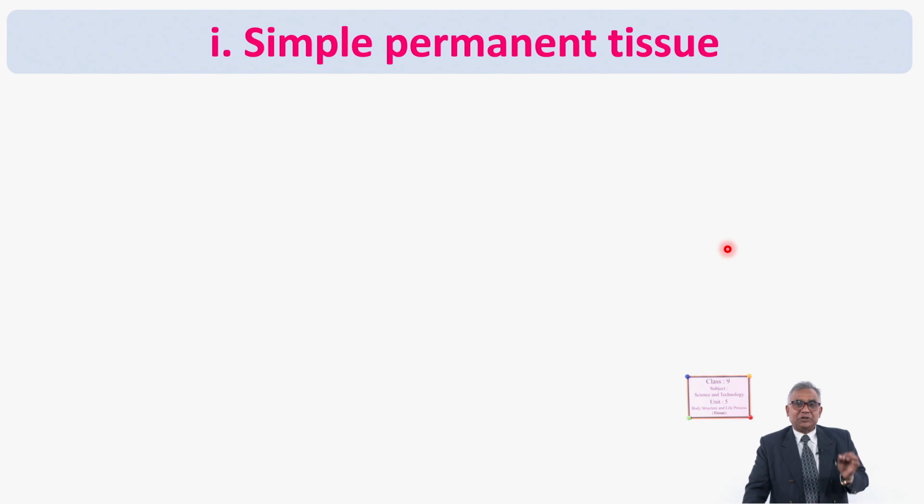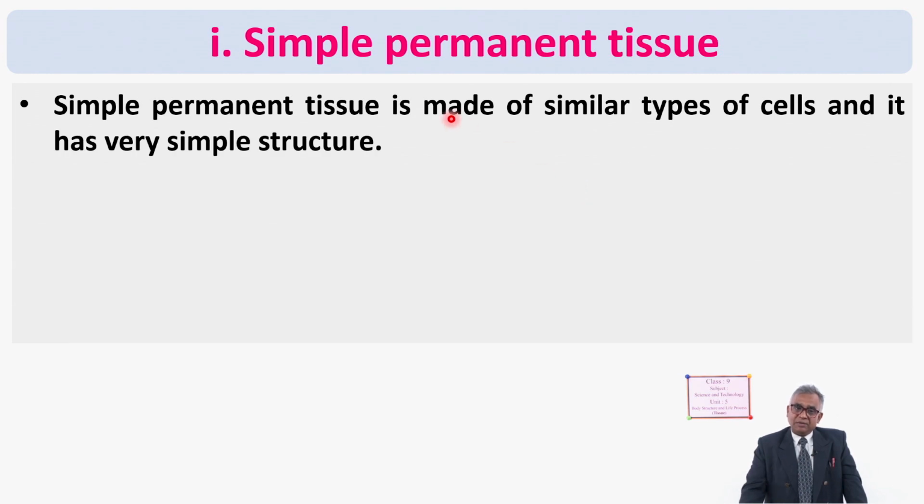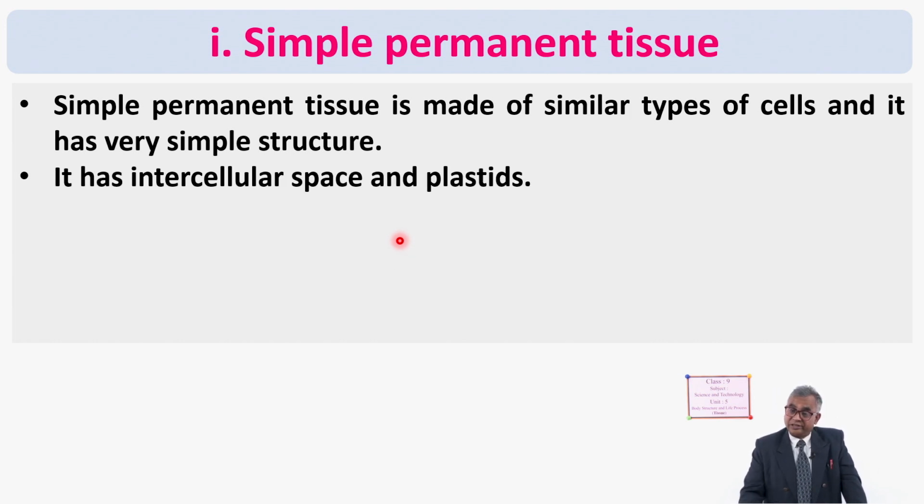Simple permanent tissue is, you know what permanent tissue is, not necessary to repeat again. But simple permanent is that which has a single type of cells in it, not more than one type. That tissue is called what? Simple permanent tissue. Yes, so that is given as similar type of cells. And it has a very simple structure too, because there are not many types of cells, so the structure is simple.